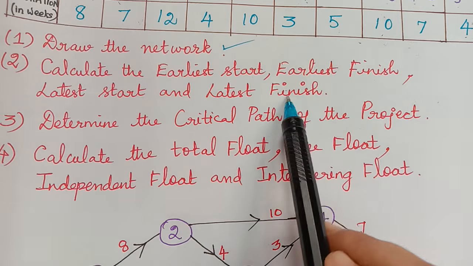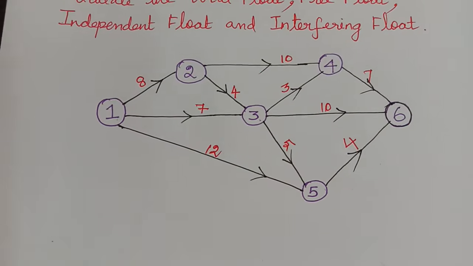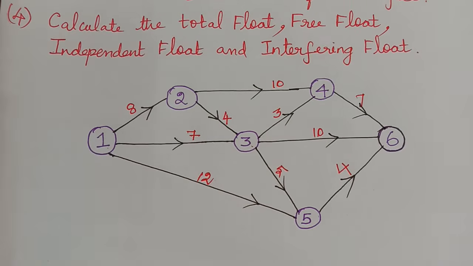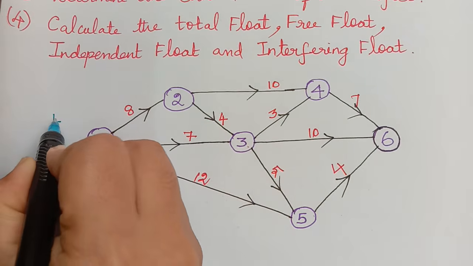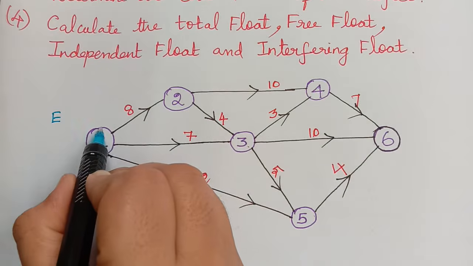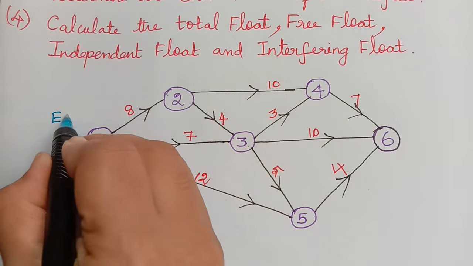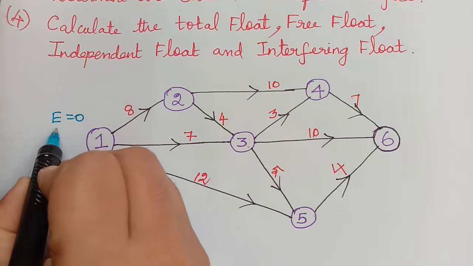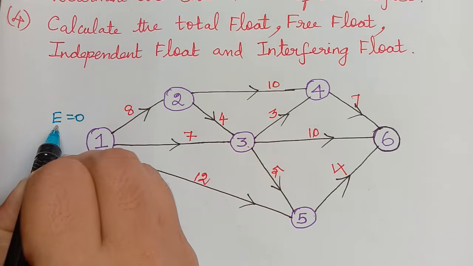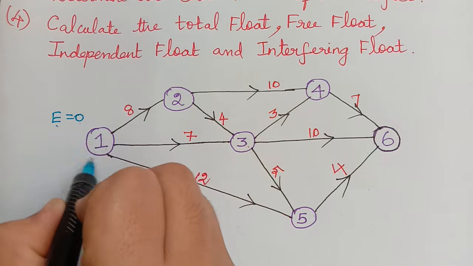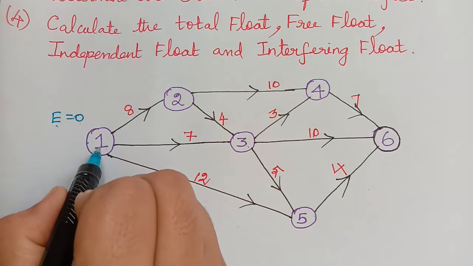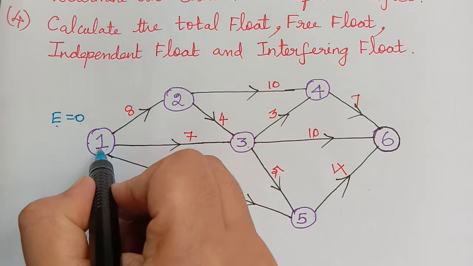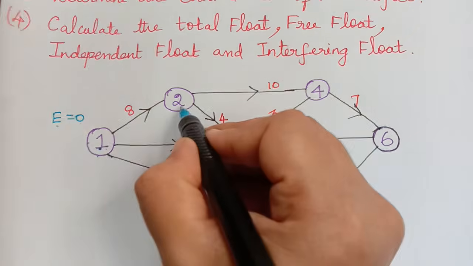But before that, we have to calculate the earliest occurrence and the latest occurrence. The earliest occurrence is denoted by capital E, and the earliest occurrence for the first event is always taken as 0. So remember, E is 0 for the first event always. Then this first event is finished. Next we have to calculate the earliest occurrence for the event 2.